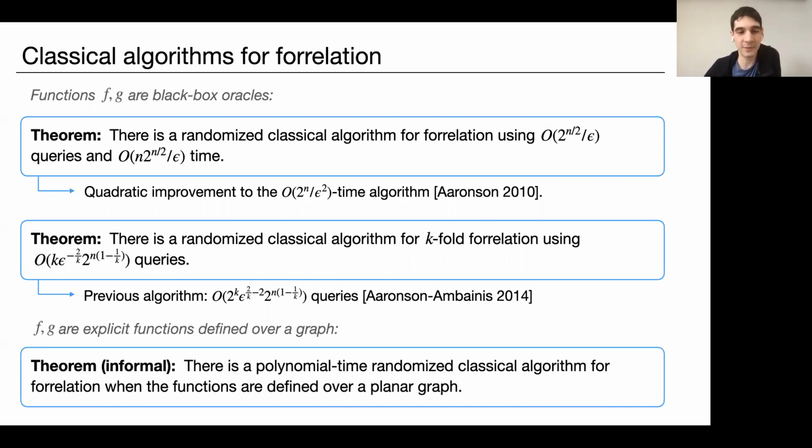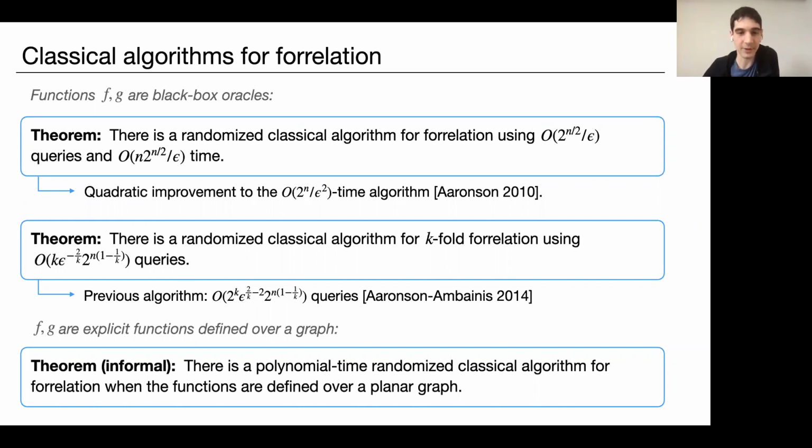in a different setting in which f and g are provided as explicit functions defined over some graph. One informal way of stating this theorem is that there's a polynomial time randomized classical algorithm for Forrelation when the functions are defined over a planar graph.